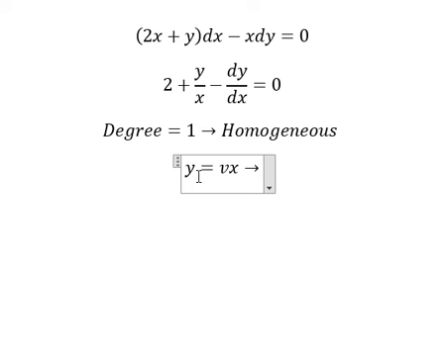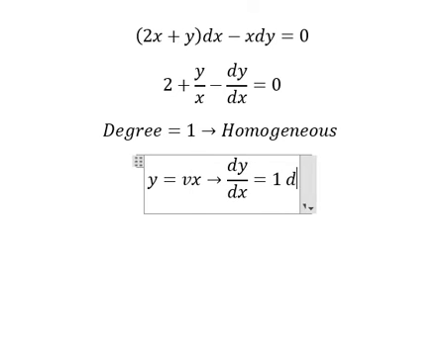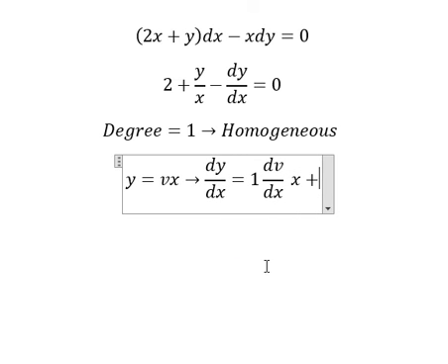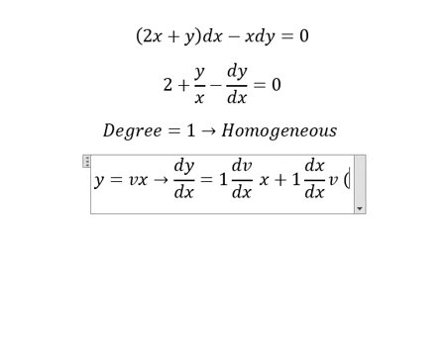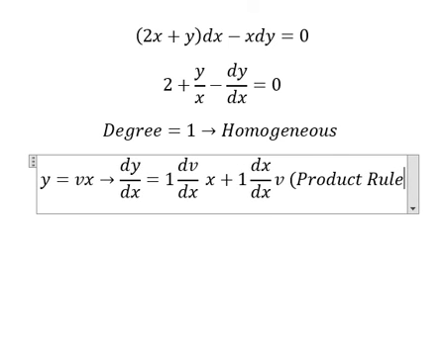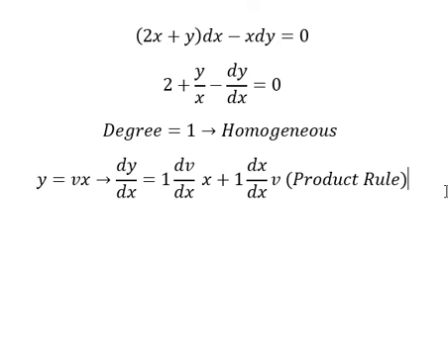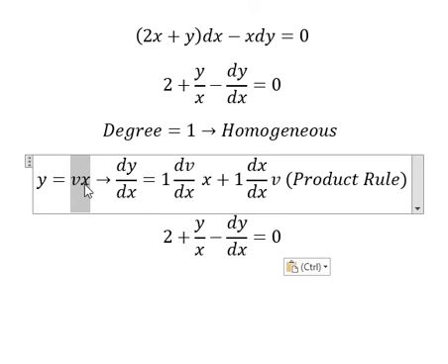Later that, we need to do first the derivative for both sides. So first, the derivative of v, we have number 1. First, the derivative of x, we have number 1. And that is about the product rule of the derivative. So we change y into vx.